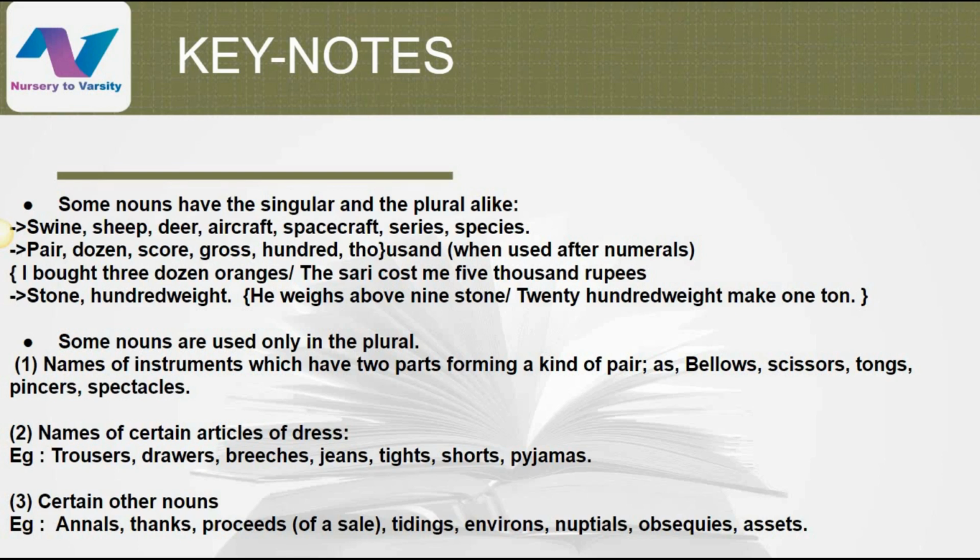Now, names of certain articles of dress like trousers. Trousers, because we have two legs or two parts covering the legs in it. Drawers, breeches, jeans, again like trousers, tights, shorts, pajamas, and so on. Certain other nouns like thanks, proceeds. You have never heard, and you are never going to hear, thank. We always say thanks. You are never going to hear proceed, proceeds. It's like nuptials, assets, and many more, I guess.